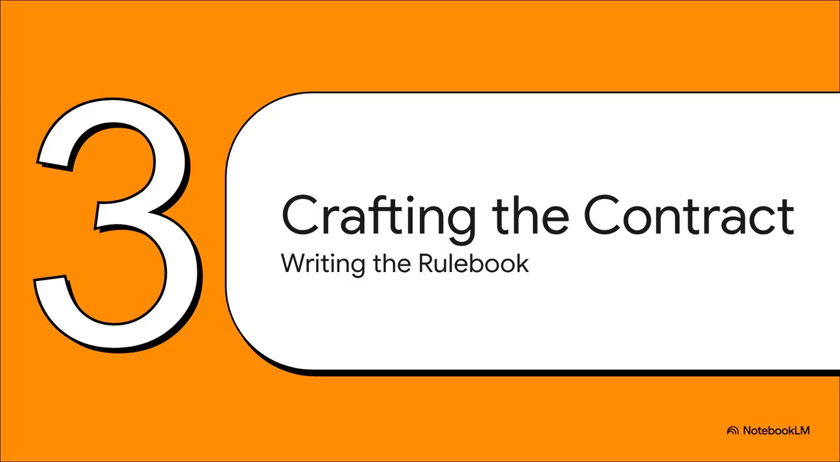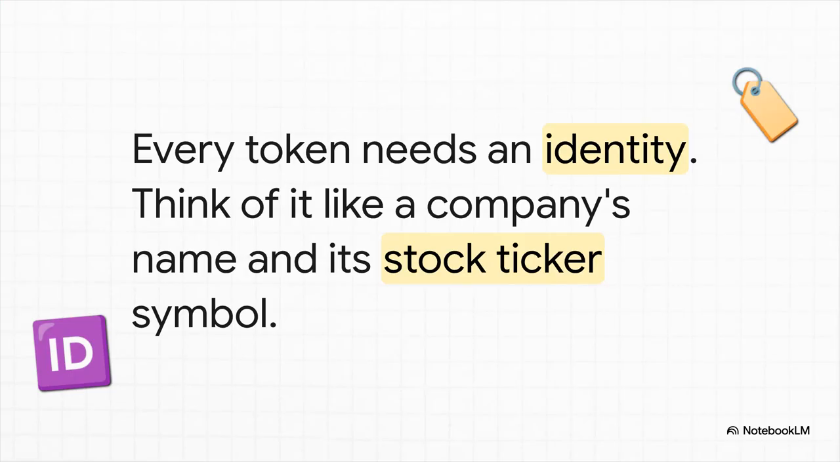And now for the main event, crafting the smart contract. Don't let the name intimidate you. A smart contract is really just a digital rulebook that can't be changed. It dictates exactly how your token behaves, and it does it automatically and permanently. The very first rule in our rulebook is giving the token an identity. And this is super simple. You just give it a full name, say Explainer Token, and then a short ticker symbol, maybe something like EXP. This is how people are going to find it and know what it is.